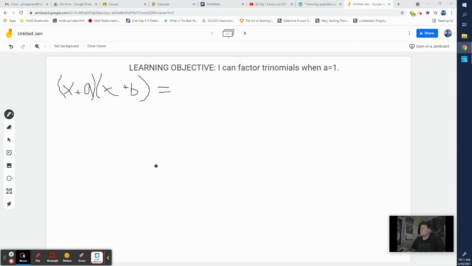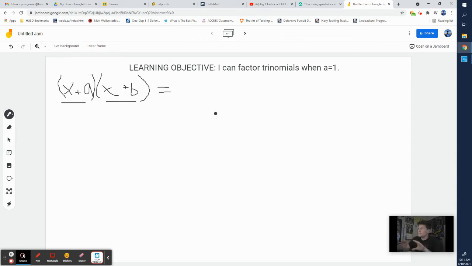Hey guys, so looking at today's video, we're talking about factoring trinomials when a equals 1. Learning objective: I can factor when a equals 1. Now, when we're talking about factoring when a equals 1, what we're trying to do is to get two parentheses set up with our two different binomials, basically multiplying to make that trinomial. We're going backwards with that multiplication stuff we were doing before.